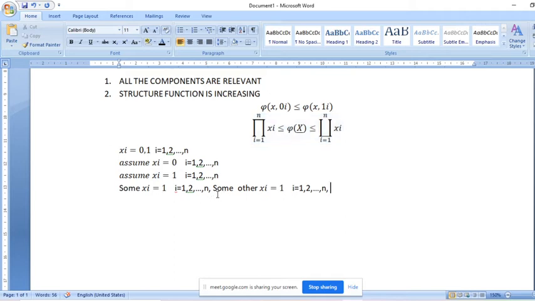So some x's are 1 and some other x's are 0. Okay, then what happens?